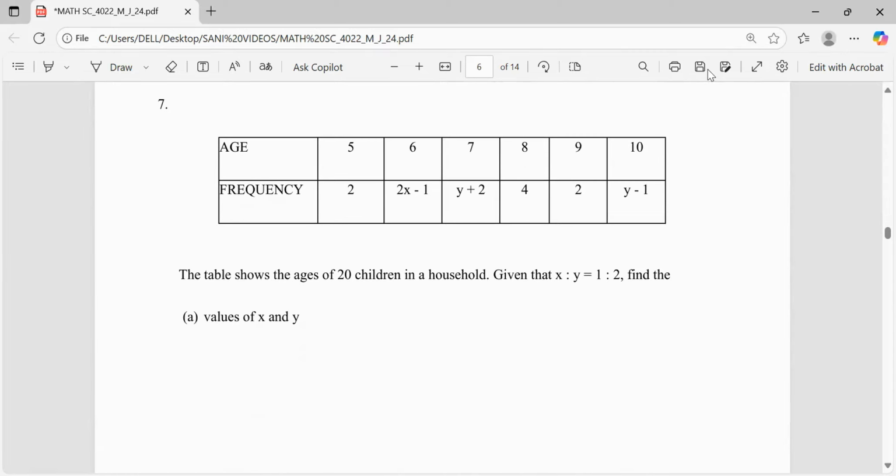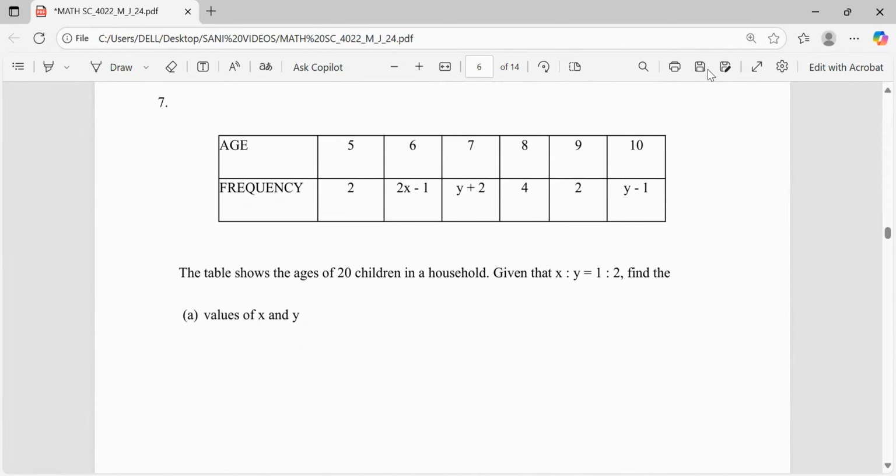Question number 7. We have a diagram, age and frequency. The table shows the ages of 20 students in a household. Given that x ratio y equals 1 ratio 2, find the value of x and y.